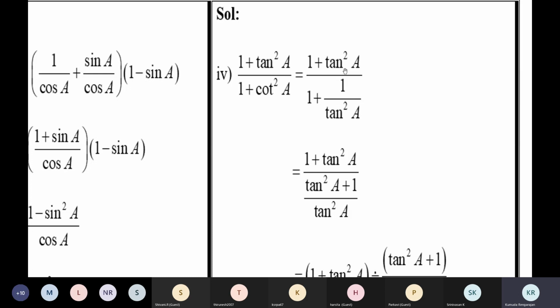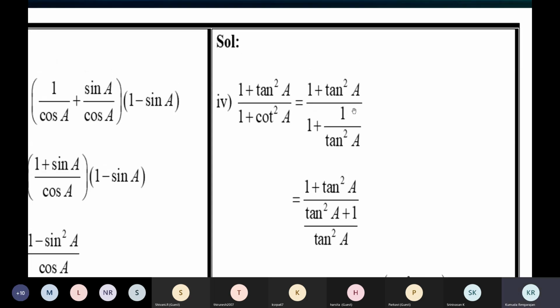So as we know, when we have tan and cot, you don't have to write them in terms of sine and cos. They are already good friends. Cot is a reciprocal of tan, tan is a reciprocal of cot. They are already related, so we'll not disturb them by getting in sine and cos. So 1 plus tan square A by 1 plus cot square A: 1 plus tan square A in the numerator as it is. In the denominator, 1 comes as it is, and cot square A is written as 1 by tan square A.